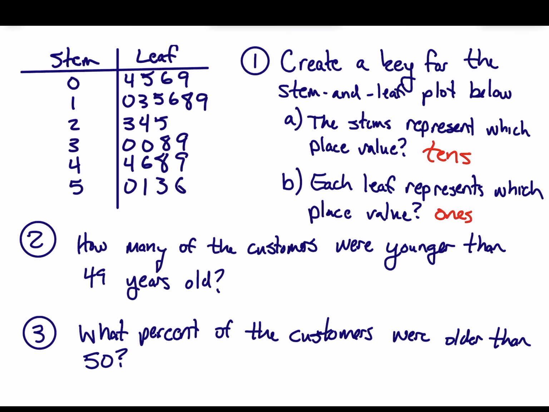Okay, question 2. How many of the customers were younger than 49 years old? Well, we can create a line at 49. So we're looking at all the things less than 49. And there are 1, 2, 3, 4, 5, 6, 7, 8, 9, 10, 11, 12, 13, 14, 15, 16, 17, 18, 19, 20. We have 20 customers that were younger than 49.